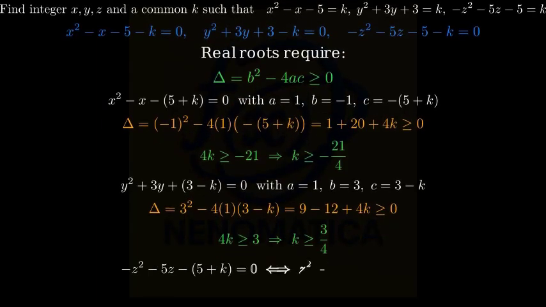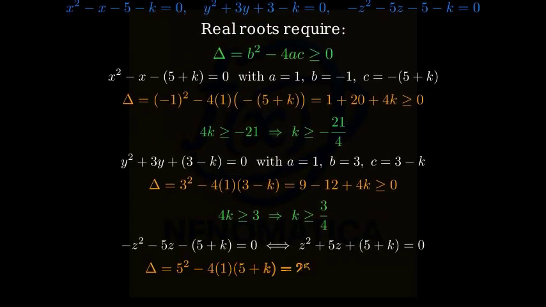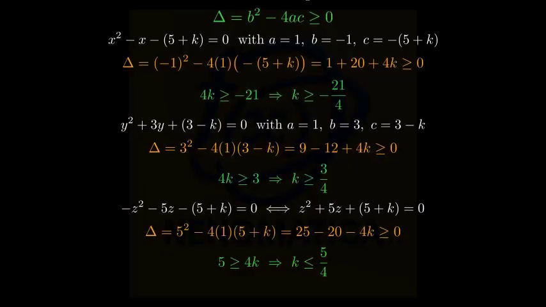For the third equation, we first multiply by -1 to make it a standard upward opening quadratic. That gives z squared plus 5z plus 5 plus k equals 0, with a equals 1, b equals 5, and c equals 5 plus k. The discriminant is 25 minus 4 times 1 times the quantity 5 plus k. That is 25 minus 20 minus 4k, at least 0. So 5 is at least 4k, and k is less than or equal to 5 over 4.